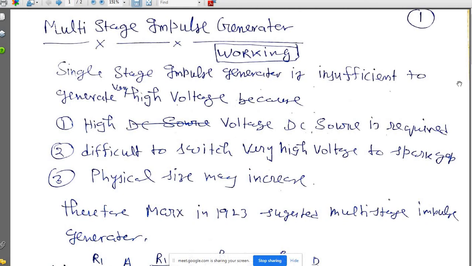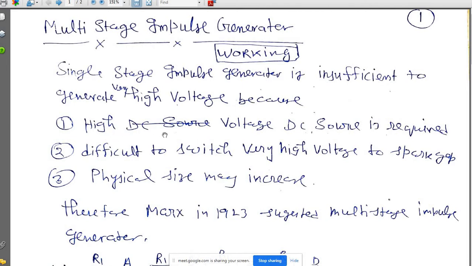To generate a very high voltage, we generally prefer the multi-stage impulse generator for the following reasons. First, a high voltage DC source is required because the charging voltage needs to be very high. That's why we generally do not go for the single stage impulse generator to generate a very high voltage.